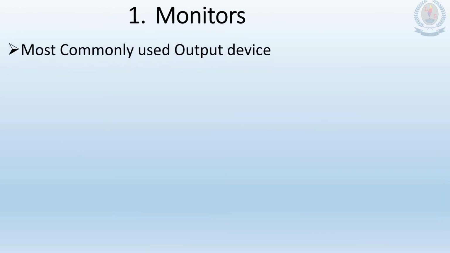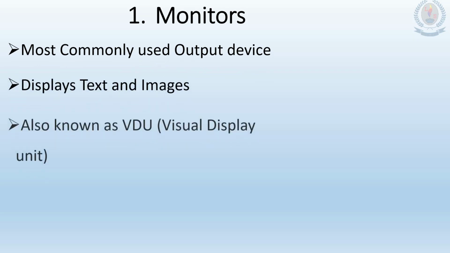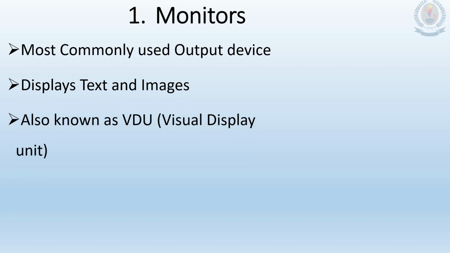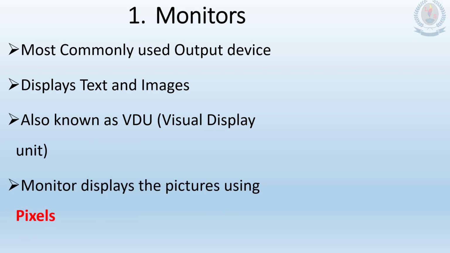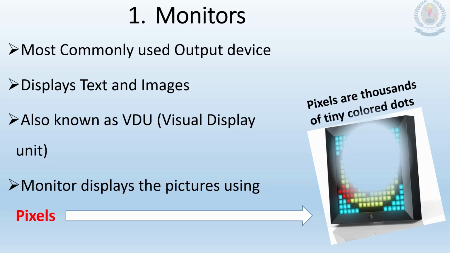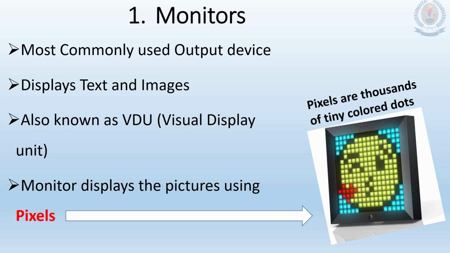As you all know, this is the most commonly used output device. It is used to display text and images, and is also known as a visual display unit. These monitors produce the output using pixels. Now let's see what pixels are. Pixels are thousands of tiny colored dots. A collection of these thousands of tiny colored dots makes a picture.